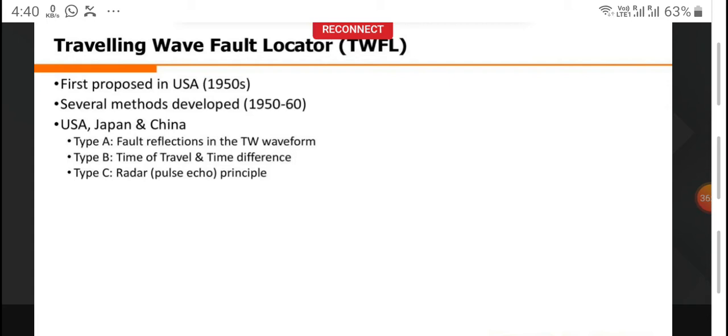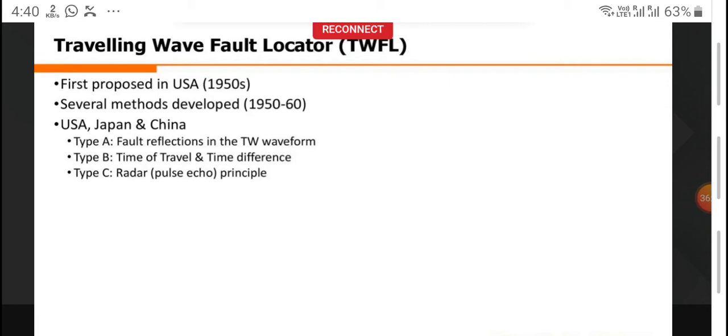Because of these reasons, those systems could not work well and had to be rolled back. But these systems in those times were brought into the scenario by the US, Japan, and China. These have been three forerunners in this technology. There were basically three kinds of technologies. First is fault reflection in the traveling wave waveform. This is the single-ended method that we'll see later.